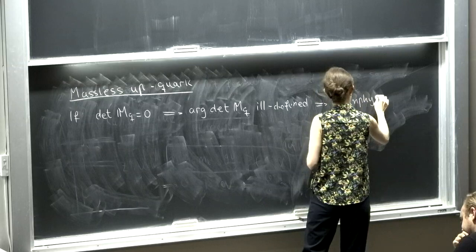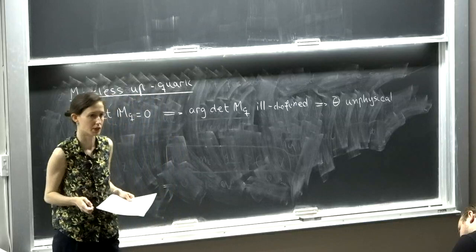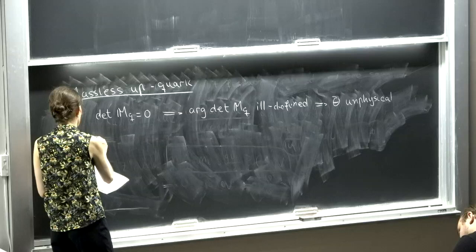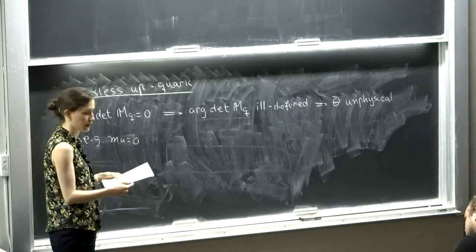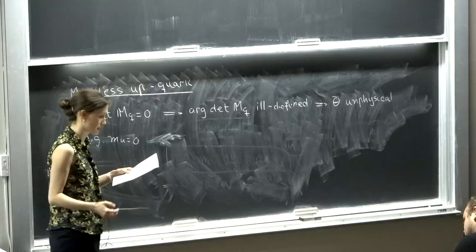which is to say that it drops out of any physical observable that you try to compute. For a long time, people thought that if the up quark mass was zero, being the lightest one, and for a while this was experimentally a possibility, then this would solve the strong CP problem in this way. So it was possible for a long time. But now it is ruled out.